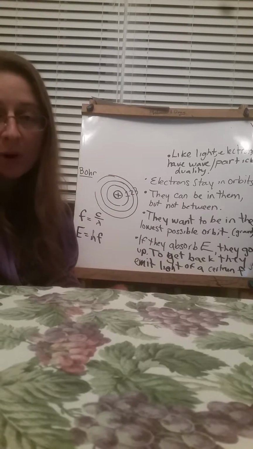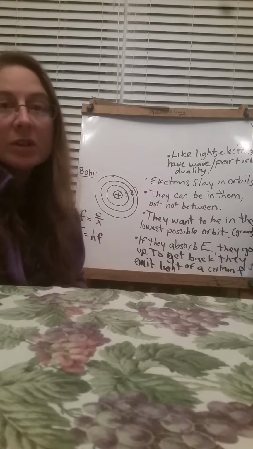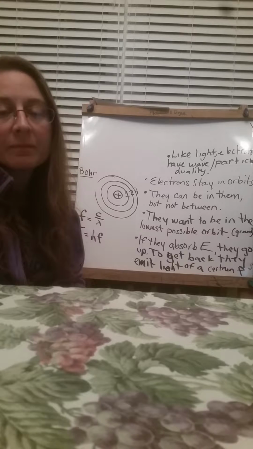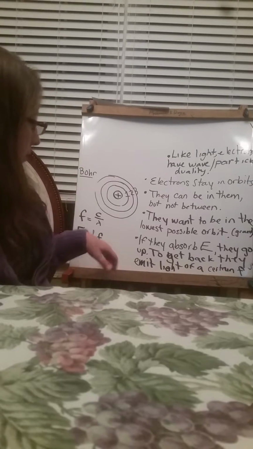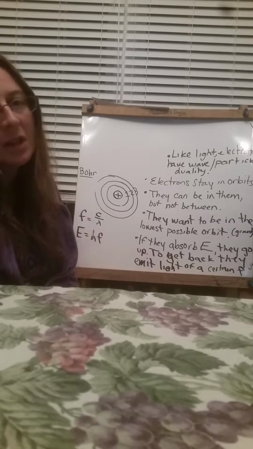They have some features of particles, like they have mass and take up space, and they have some features like waves. And so you can measure frequency and wavelength for the behavior of electrons.